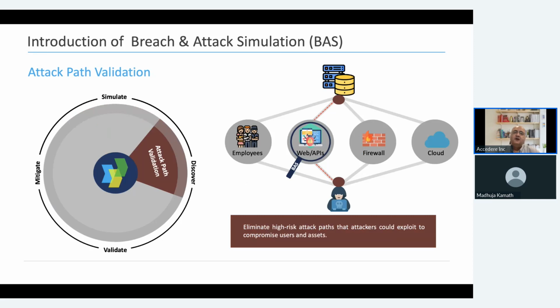Now, in the attack path validation, we look at the employees, we look at your web APIs, we look at your firewalls, the WAFs, we look at the entire cloud environment, how the data is flowing from your internal side, your external side, and look at the high risk attack paths that attackers could exploit to compromise your users and your assets. That's attack path validation. That's one aspect of the five aspects that we just saw.